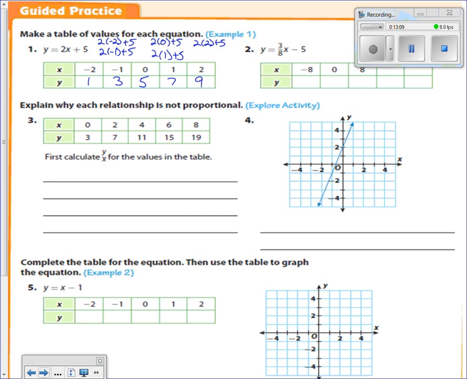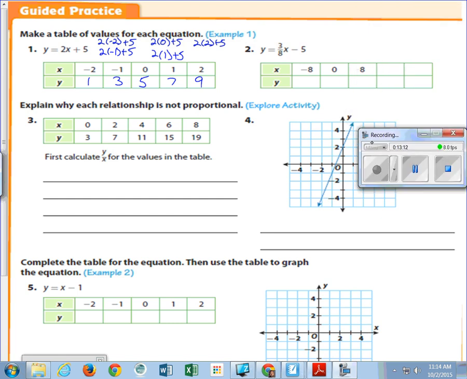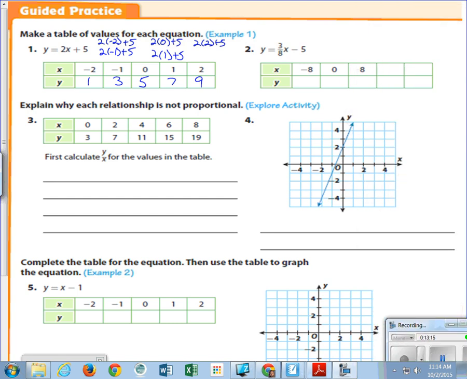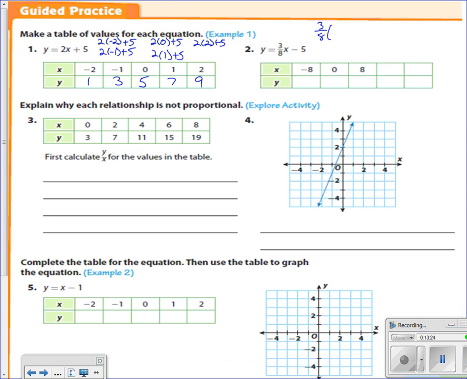Number 2, we're going to do the exact same thing. This one has a fraction in it. Well, we all want to run from fractions. It's going to come out pretty easy. So, 3/8 times -8 minus 5. 3/8 times 0 minus 5. Let's do those two. I'm just going to multiply the top of the fraction times the whole number. So 3 times -8 is -24. And -24 divided by 8 is -3. -3 minus 5 is -8. Okay.